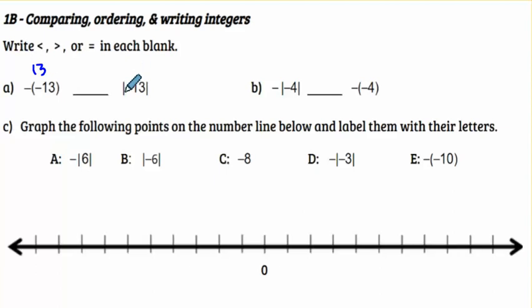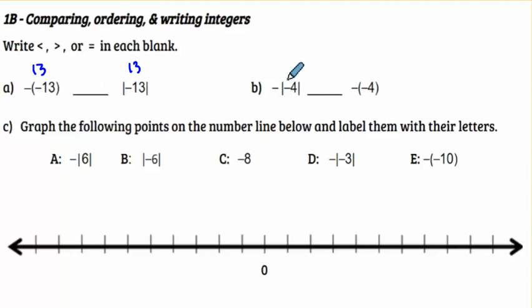We come over here and we have the absolute value symbols. So we ask ourselves, what is the absolute value of negative 13? Well, absolute value is the distance that number is from 0. Distance is always positive, so that is also 13. So I will leave you to figure out what symbol goes in the middle.